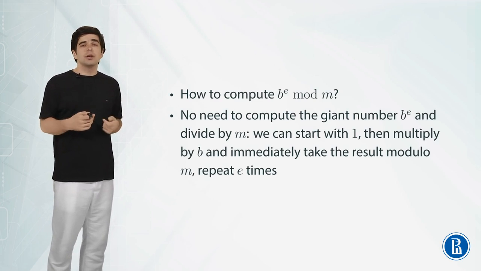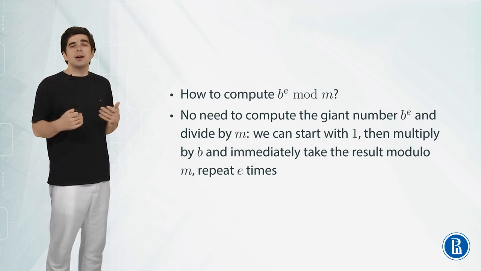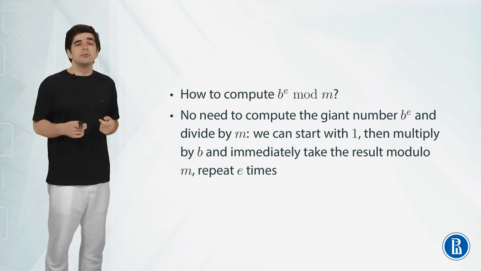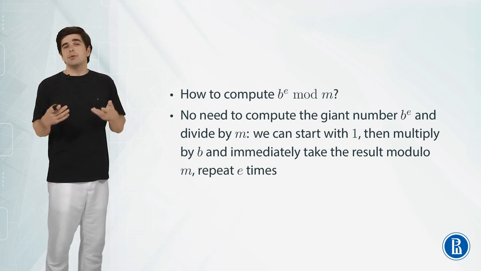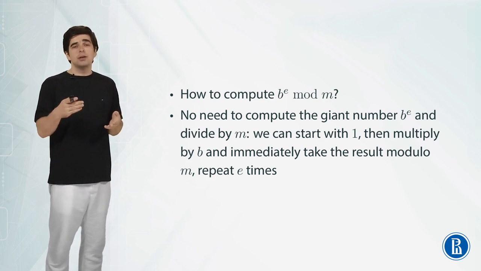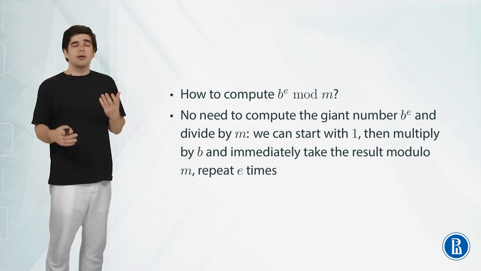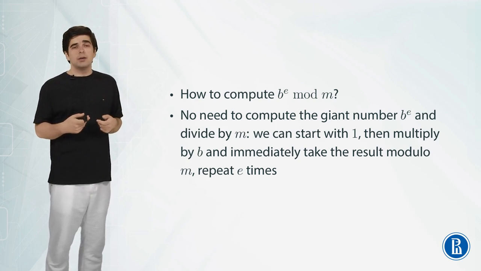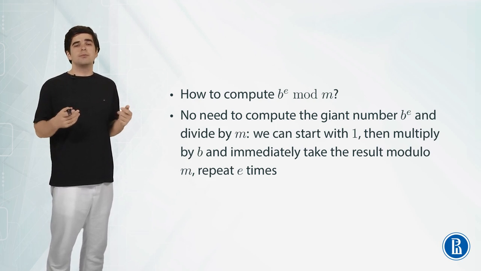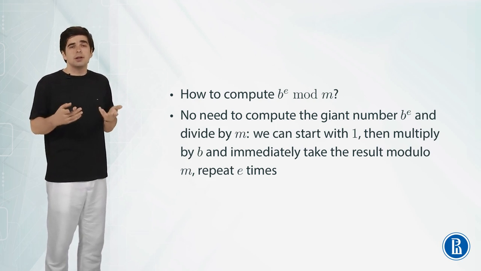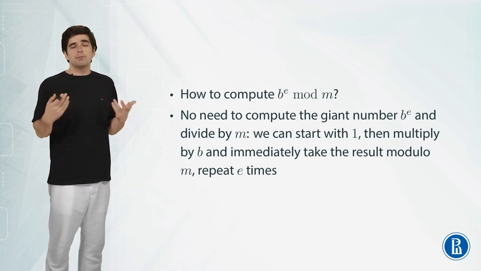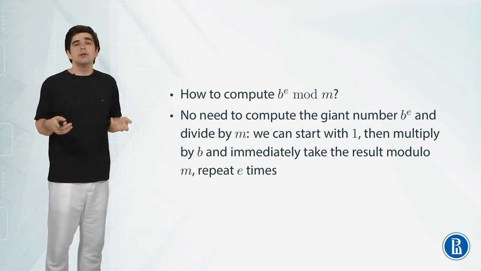Well, there is no need to actually compute the possibly giant number b to the power of e and then divide it by m to get the remainder. Instead, we can just start with 1 and then multiply this number, which is at first 1, by b, immediately take the result modulo m, then multiply the result by b, and again take the result modulo m, and so on, and repeat all this e times, and we will get the remainder of b to the power of e modulo m because of the properties of remainders.